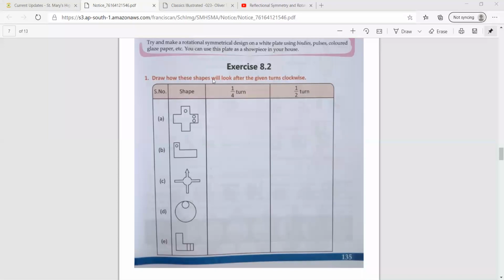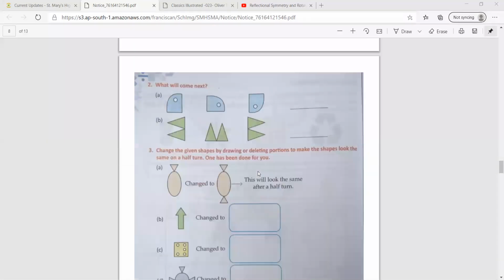Draw how these shapes will look after the given turns clockwise. So in this also you can cut out these shapes on a paper. Okay, even I will be doing it. So these shapes you cut out on a paper and then you give it a quarter turn. How will it look? You have to draw that over here. Then you give it a half turn. How does it look? You draw over here. Similarly for all these figures.